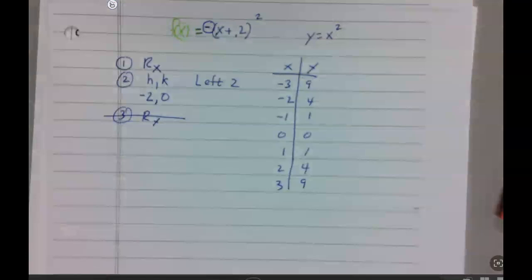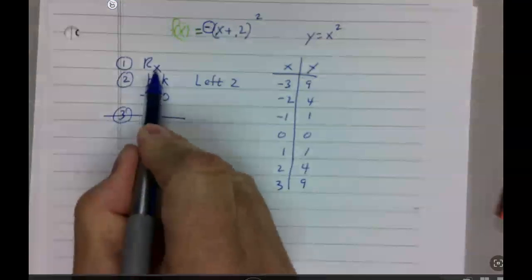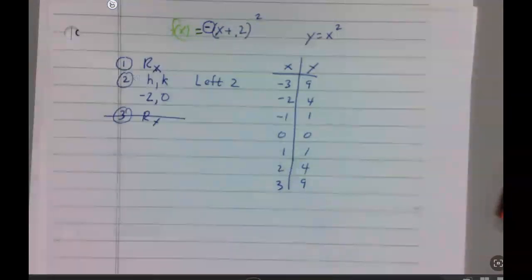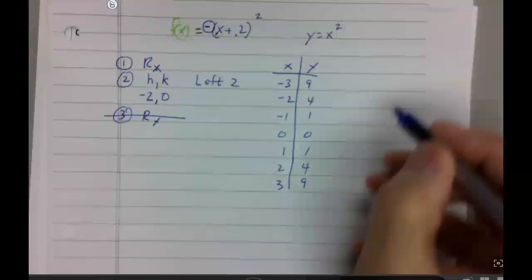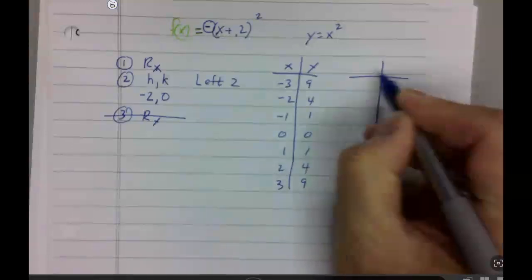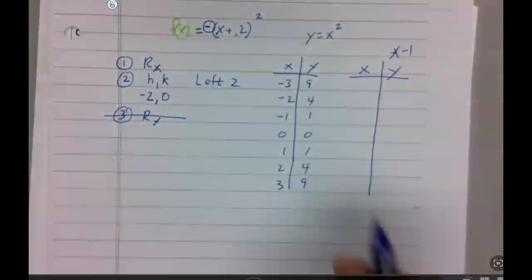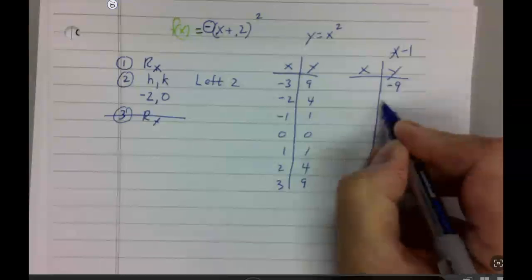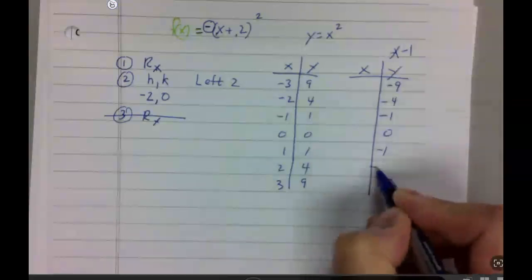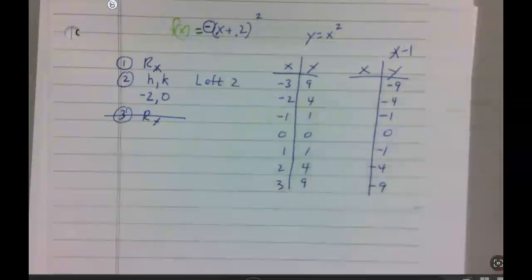Okay, so step one, reflecting across the X, then you're going to negate all the what? The Y's, correct? When you reflect across the X, you negate the Y. When you reflect across the Y, you negate the X. So what does that mean to negate? I'm going to multiply all the Y values by -1, correct? So this is now -9, -4, -1, 0, -1, -4, -9, correct?